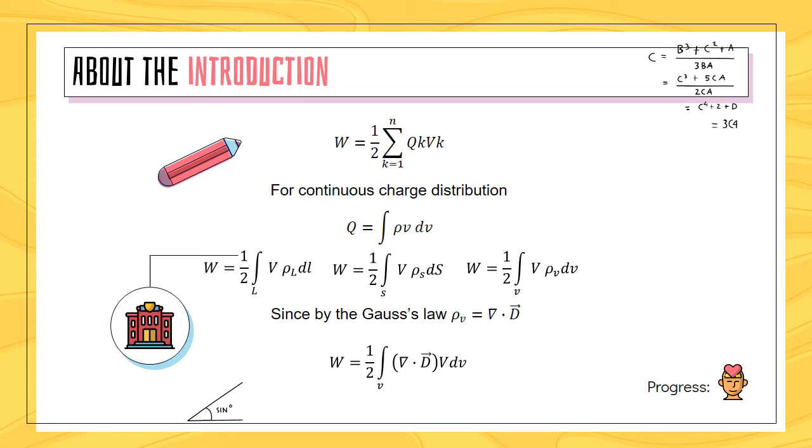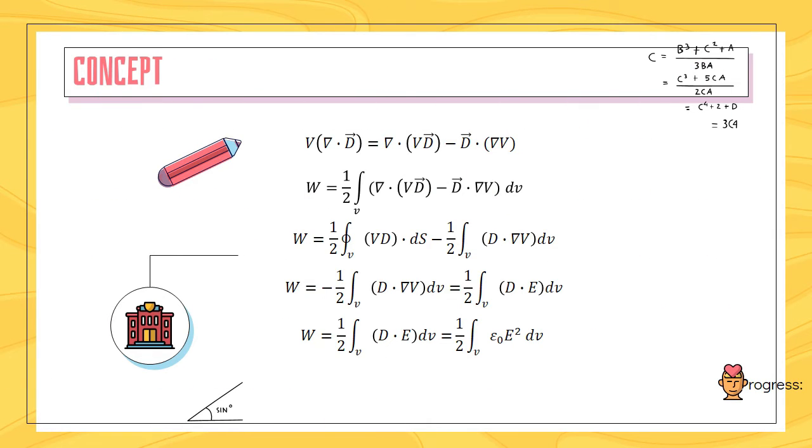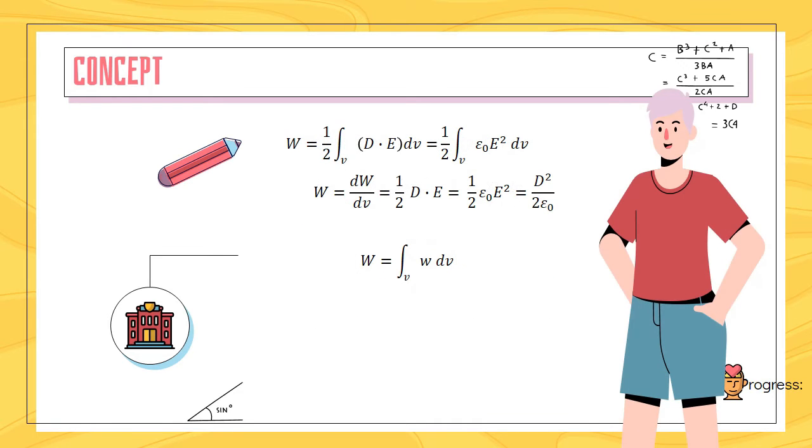According to Gauss's law, rho V is equal to nabla dot D, which we substitute into the equation. So we get W equals 1 over 2 integral of nabla dot D times V. After that, we use the divergence theorem to derive this equation. From that, we can define the electrostatic energy density as equal to 1 over 2 epsilon naught E squared, equal to D squared over 2 epsilon naught.